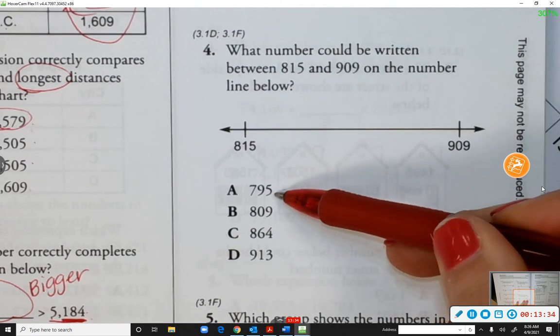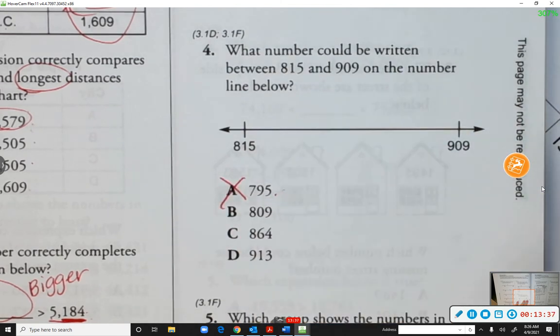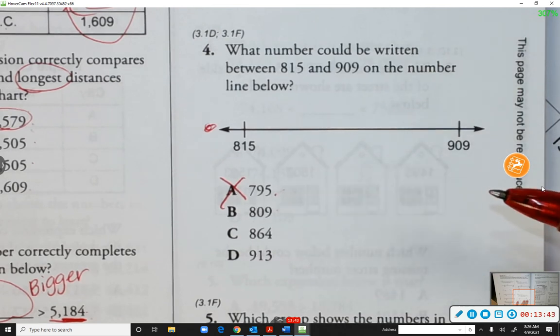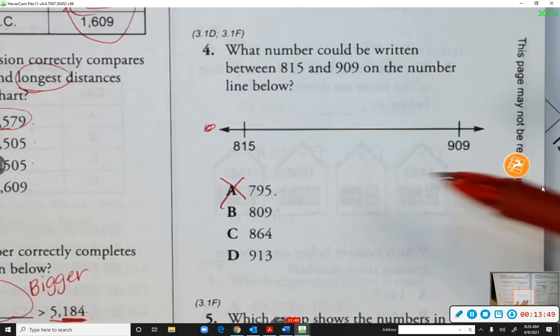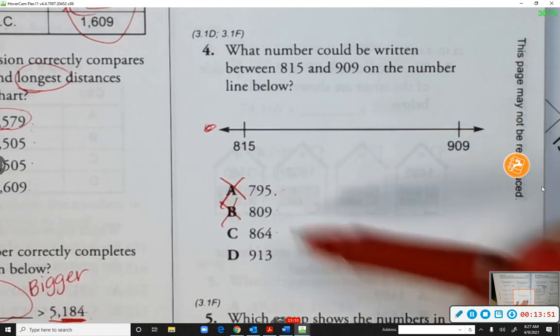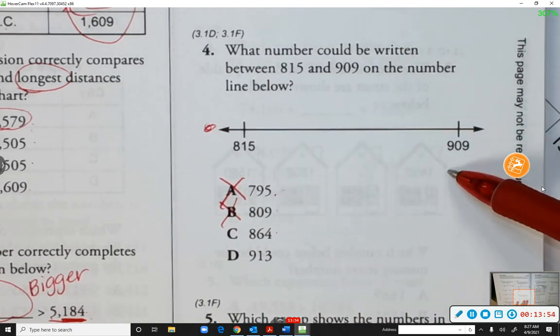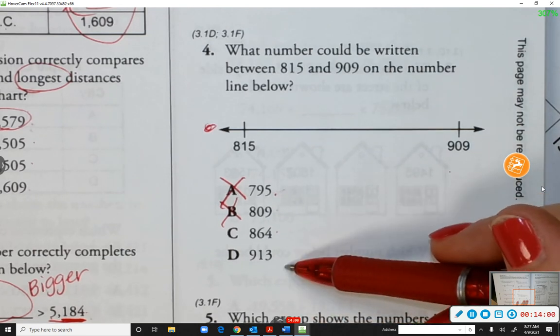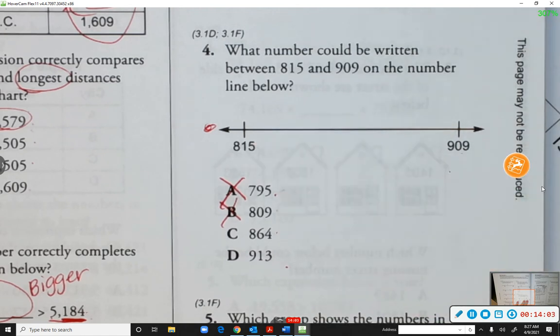Could A be written in between those? No, it's too small. It would be over here, right? B? No. Why not? Because it has a 9. So that means what? It's behind again, okay? Javea, could 864 be in between these 2? Okay. 913, Jalen, could that be in between these 2 numbers? No, because 913 is going to be after it, right? Okay, so C is correct.